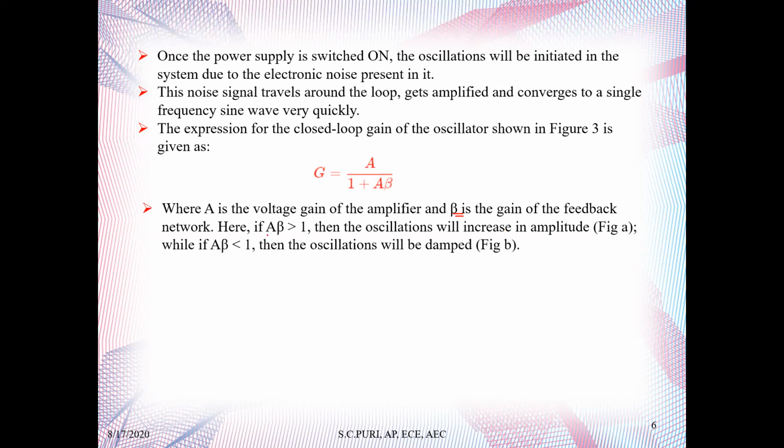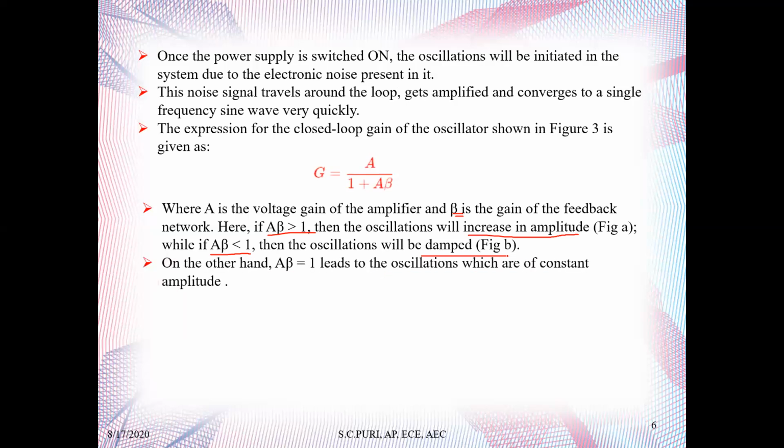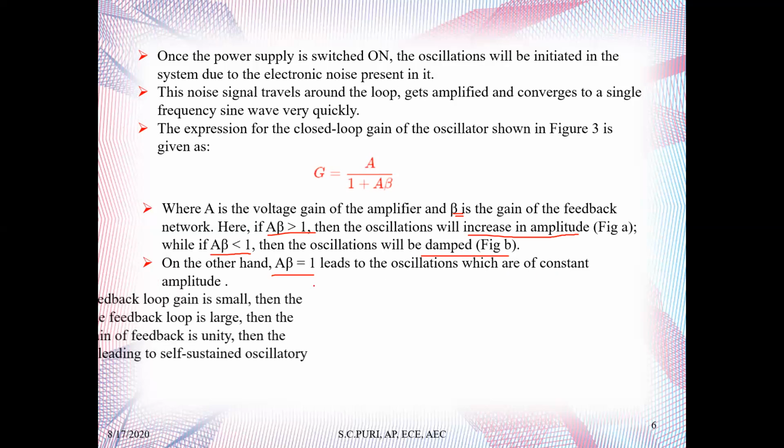Here, if Aβ is greater than 1, then the oscillation will increase in amplitude, as we have seen in the previous figure. While if Aβ is less than 1, then the oscillation is damped, as we have seen in figure B. On the other hand, this is the best condition: if Aβ is equal to 1, it leads to oscillations which are of constant amplitude.